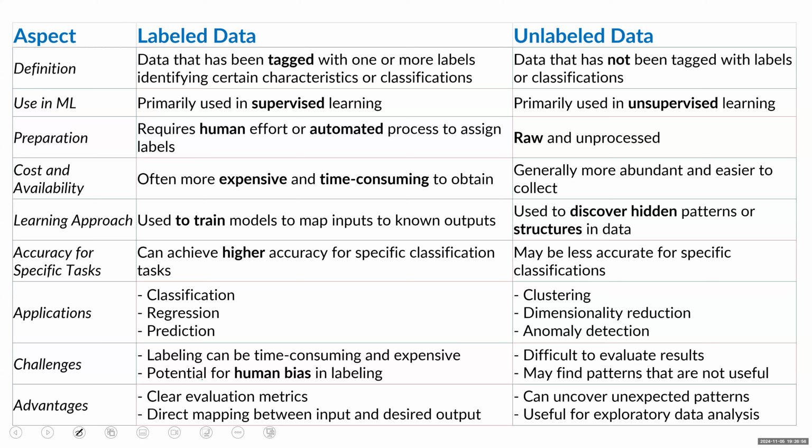Now, let me summarize labeled data versus unlabeled data under different perspectives, because in the previous two lectures we discussed labeled data and unlabeled data, how to make human annotated data, and how to plan for automated data annotation or labeling. To conclude, labeled data means data that has been tagged with one or more labels, tags, classifications, classes or patterns identifying certain characteristics. Unlabeled data is raw, unprocessed data. In machine learning, labeled data is primarily used in supervised learning.